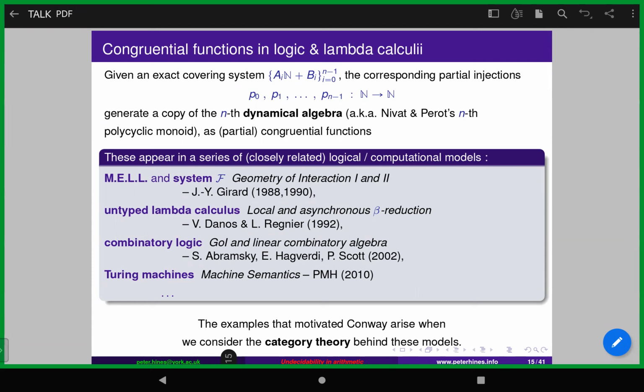So I'm talking about computational interpretations today. And what we see is dynamical algebras turning up in, well, a vast range of places, starting from the late 1980s: computationally universal models of logic, lambda calculus, computing systems, etc. And here's my claim. We're going to see the precise examples that motivated Conway when we start considering the category theory behind these models of computation. So it's not really going to be about the models of computation themselves. I'm not going for a full-on explanation of those. I'm simply talking about some of the structure that lies behind these models.